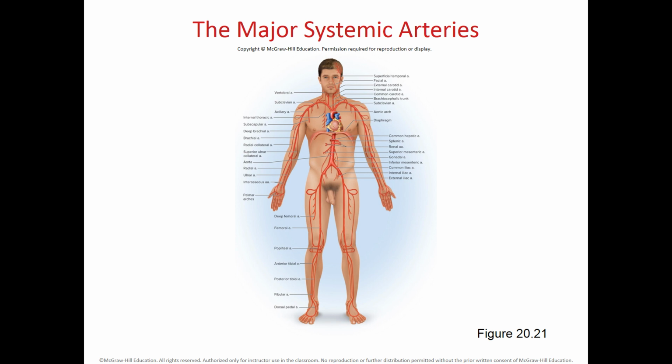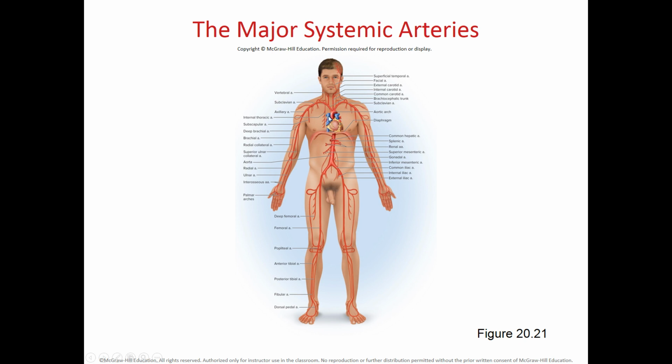So this is an overview of the major systemic arteries. So in here we have the aortic arch that is going to give these branches that go into the arms, and then into the head and the neck, and then this aortic arch is going to go down posteriorly in the thoracic cavity, forming what we call the descending thoracic aorta.